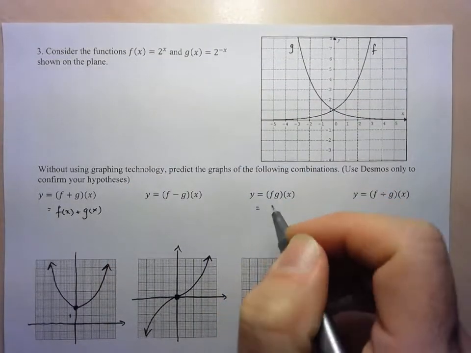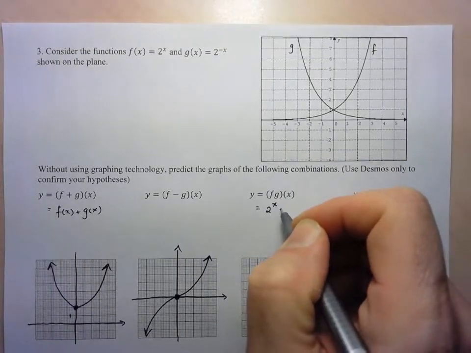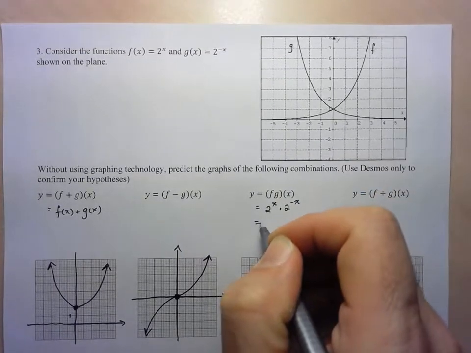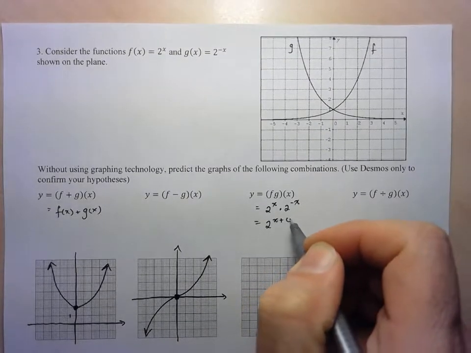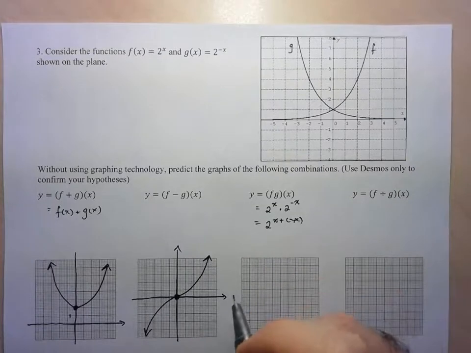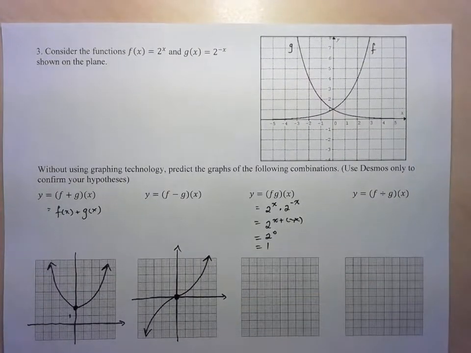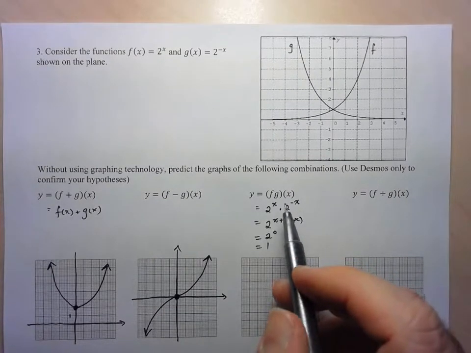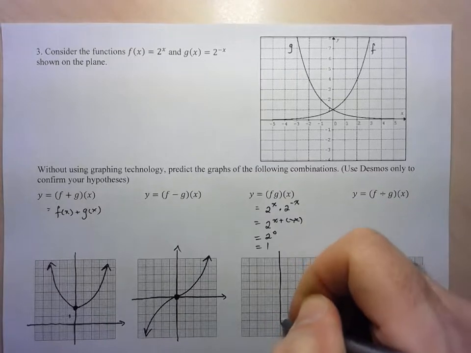So this is just equal to f at x times g of x. So in other words, 2 to the x times 2 to the negative x. And of course, here we can just use our exponent rules. This is just 2 to the x plus negative x. And of course, x plus negative x is just 0, so 2 to the 0, which is equal to 1. So in fact, what does this graph look like? It's just going to look like the line y equals 1.